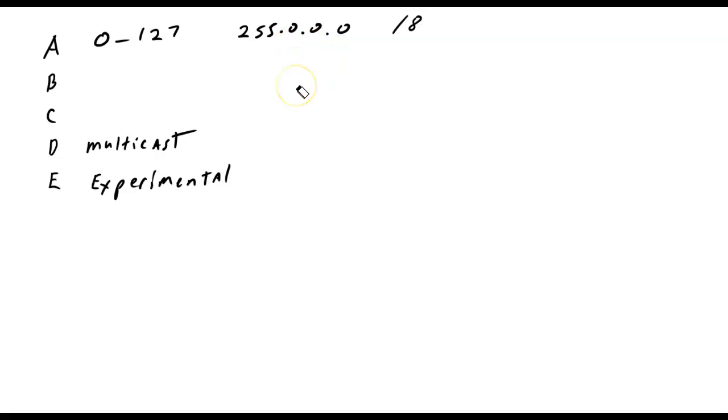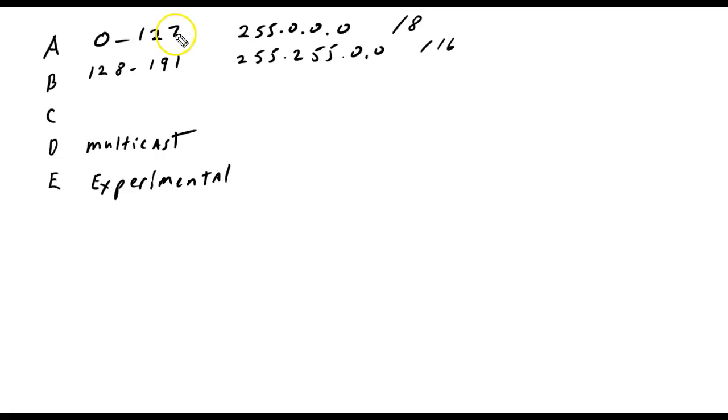Class B addresses are those addresses that begin with 128 to 191, and the subnet mask is 255.255.0.0 or /16. So these addresses would be given to medium-sized companies or government installations or whatever.